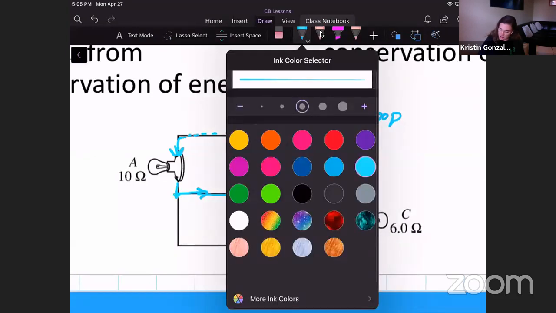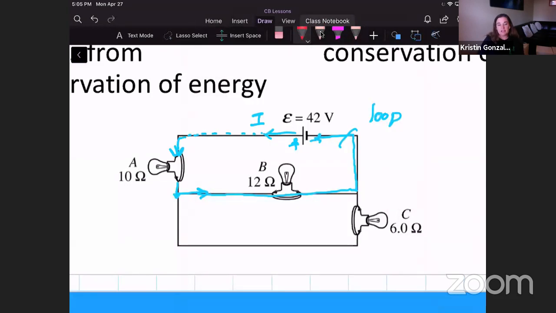If I change the colors, what if instead, as we leave the battery and go through this light bulb, some of that current goes down through this branch instead and goes around and back. That would be loop 2. So this circuit has 2 loops.